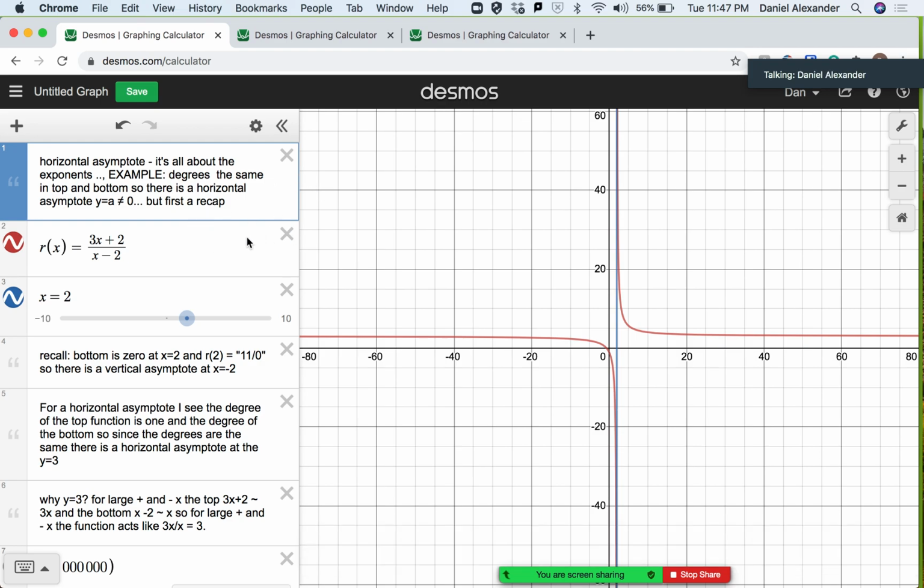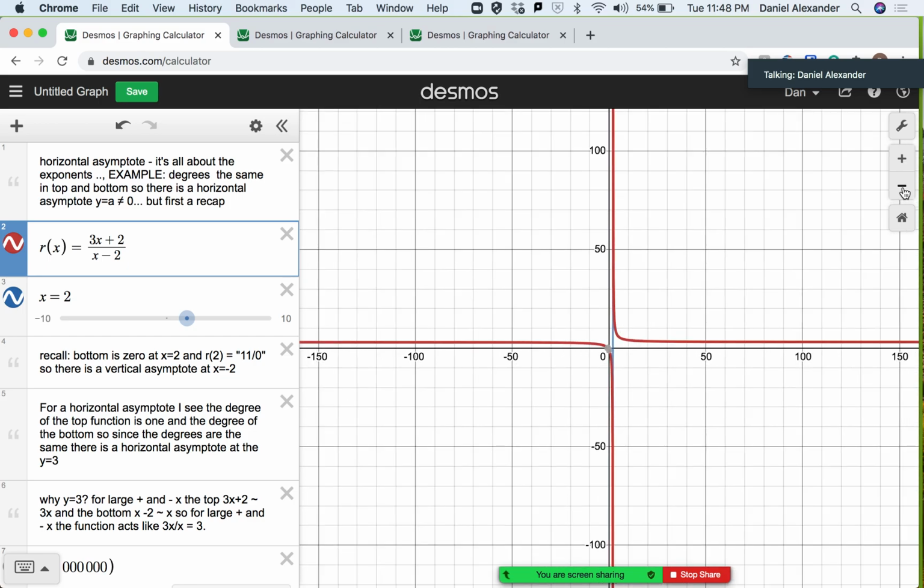So we have a horizontal asymptote. It's all about the exponents. And in this example, the degrees are the same. But first, a recap. Here's the function we're going to look at. I just want to go over really quickly the vertical asymptote. We see that r of x, the bottom function, is 0 at x equal 2. So I graph the vertical asymptote, and that's all we need to know here. We have a vertical asymptote at x equal 2.